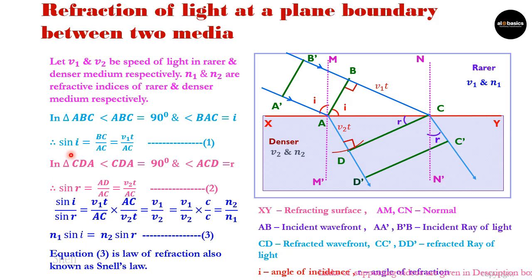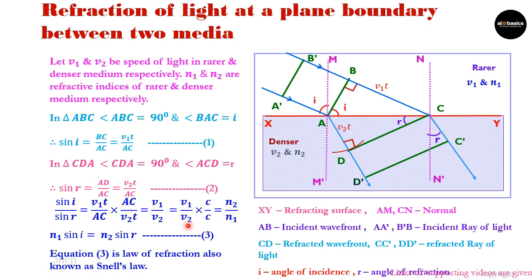Now I'll take the ratio of these two. So sine i upon sine r is equal to v1 t upon AC, which is in division with v2 t upon AC. When it goes in multiplication, it will become AC upon v2 t. AC, AC will get cancelled, t, t will get cancelled, and we'll get it as v1 upon v2. Now this v1 upon v2, I'll multiply and divide by c. So I can get c upon v2 divided by c upon v1.